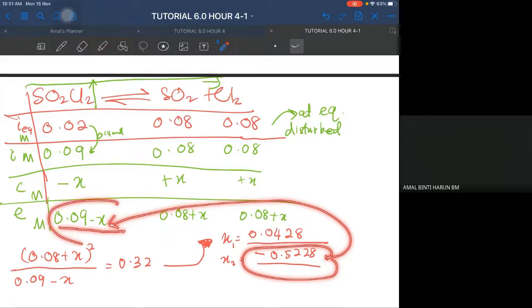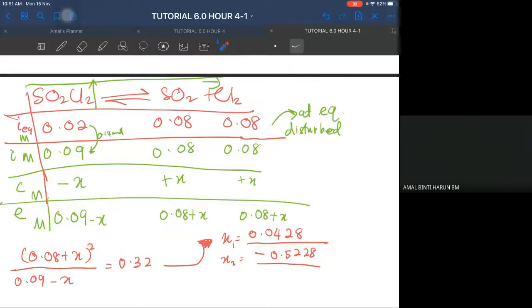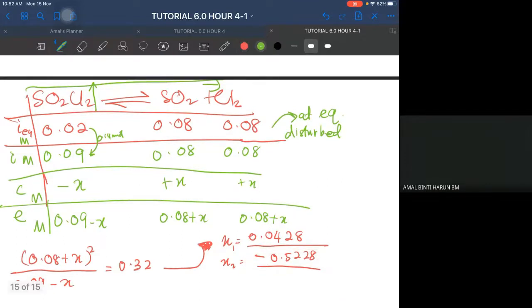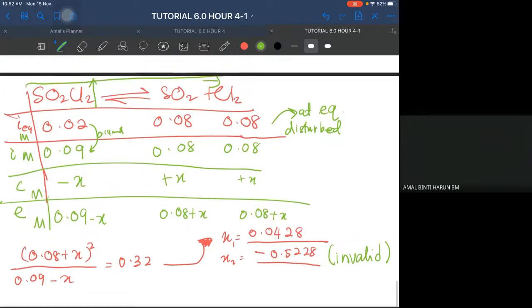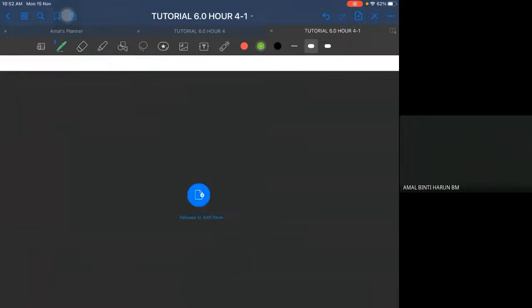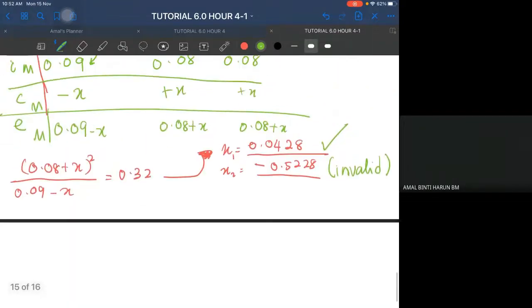So logically dia akan jadi value concentration yang besar. Sepatutnya concentration dia adalah 0.09 berkurang. Tapi you nampak new concentration dia akan bertambah. Padahal concentration berkurang. Tapi value dia besar pula. So this value of negative is invalid. Invalid, okay? So take this value of x, ambil value x ni, substitute lah, masuk ke dalam, apa dia minta?